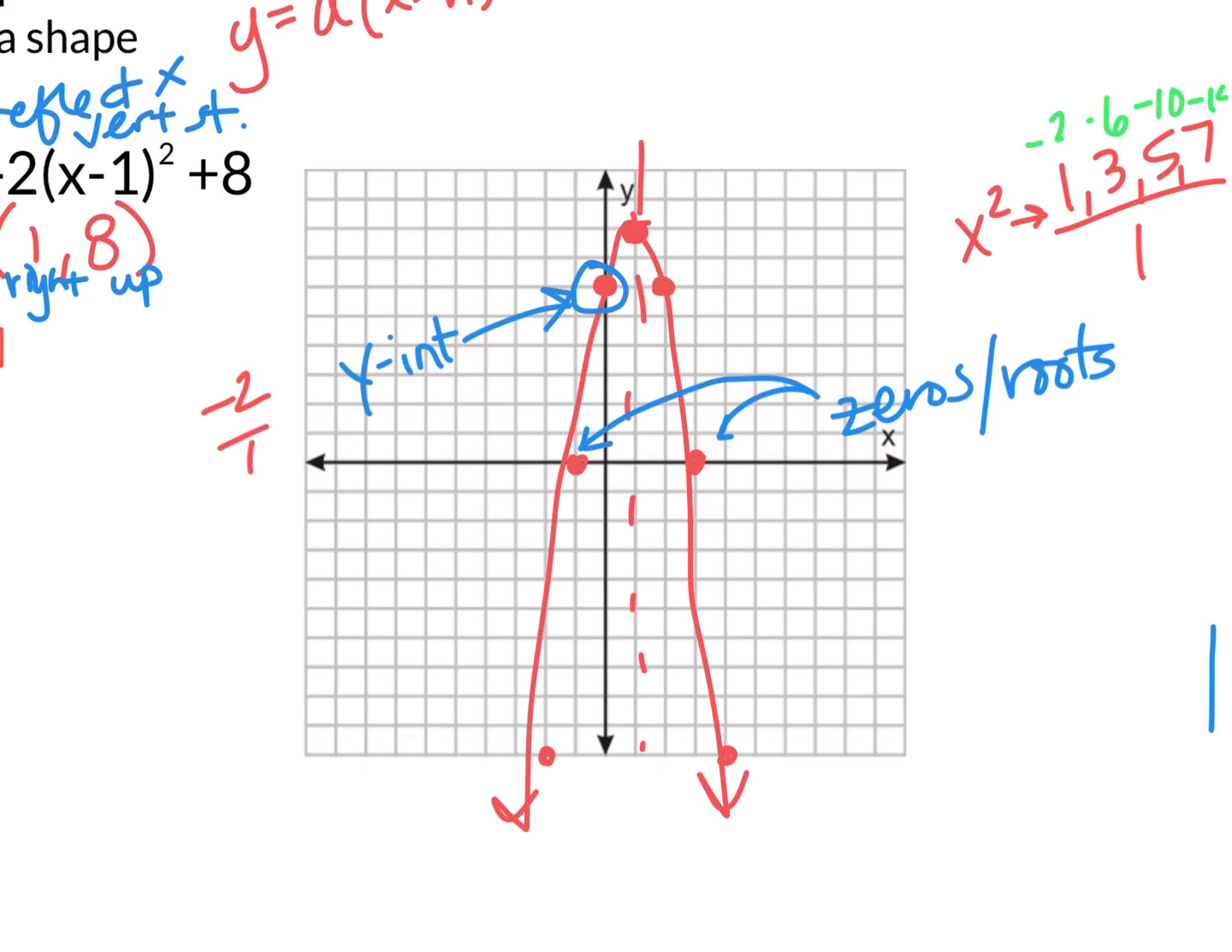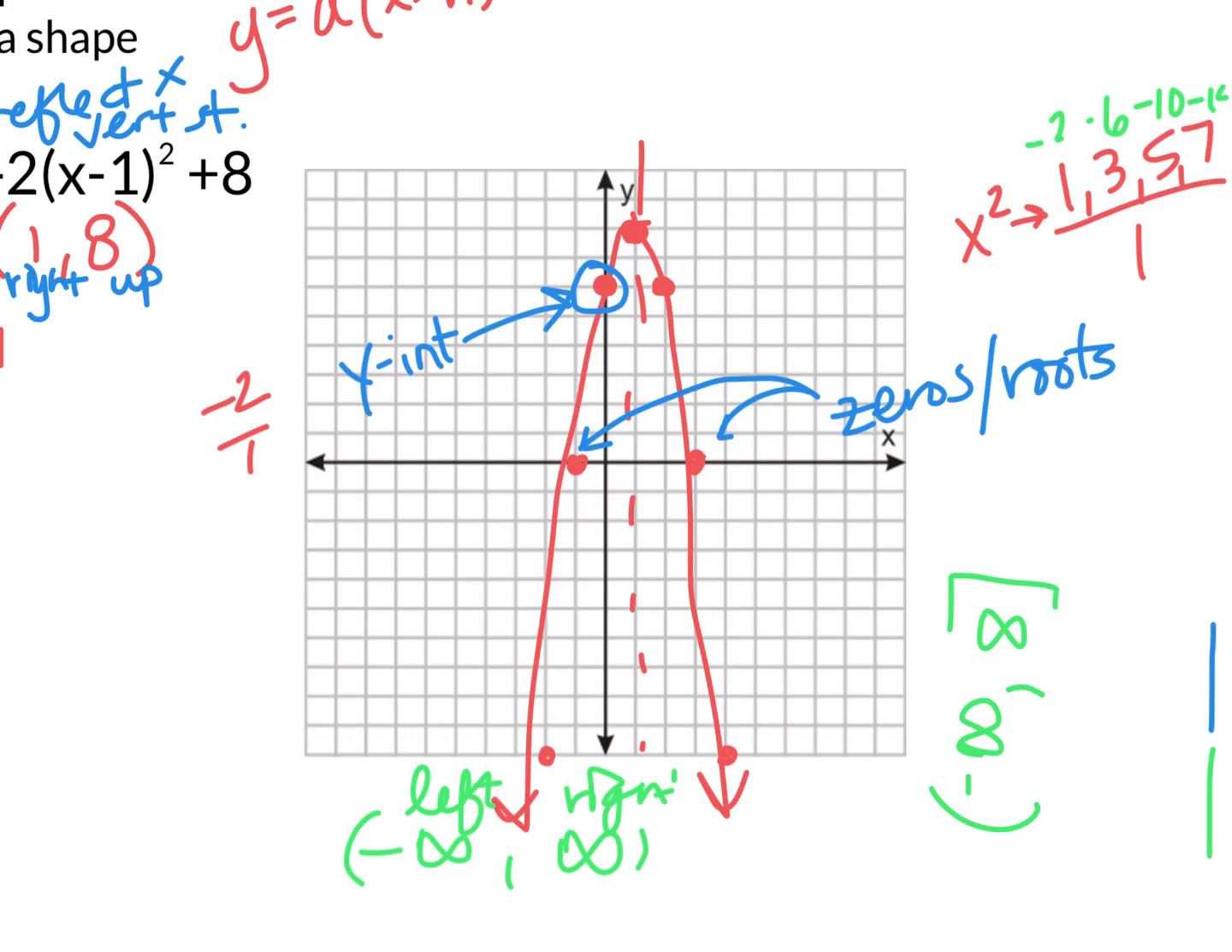Lastly, if we talk about domain and range, my domain is going to go from -infinity to +infinity. Remember, that is how far left and how far right we are going. My range is how far up and how far down. Notice that my range goes down forever, so that's -infinity. But when I go up, it's going to cap out at 8. It's actually going to hit it, so that needs to have a bracket on it. So those are my domain and range.